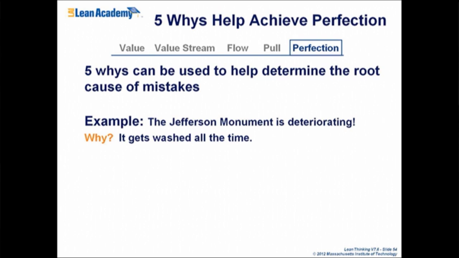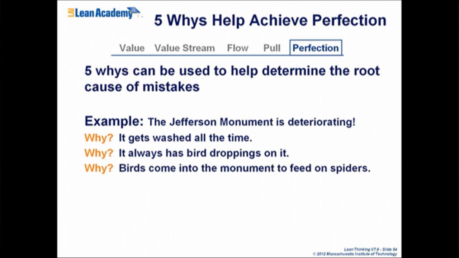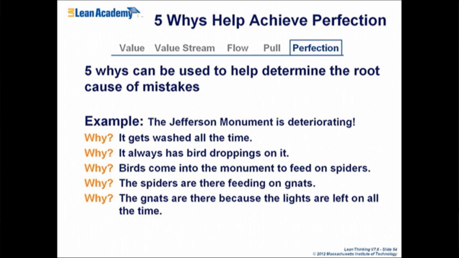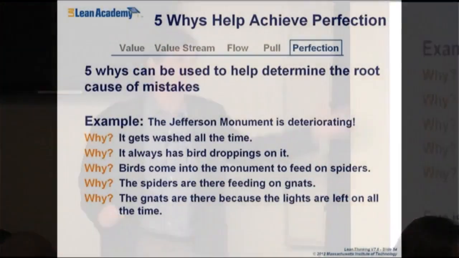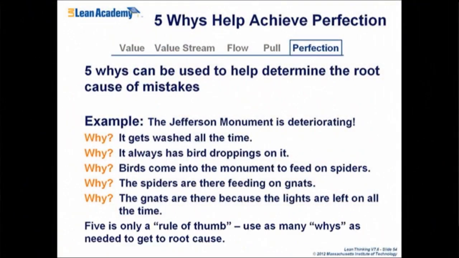Why is the Jefferson Monument deteriorating? Because they wash it all the time. Why is it washed all the time? Because it has bird poop on it. Why do they do that? Well, because the birds are eating the spiders. Why are there spiders? Because they're eating gnats. Why are there gnats? Because the lights are on all the time. Of course, I had somebody in a class a couple times ago that said, why are the lights on all the time? Because it's in a bad neighborhood. So maybe 5 is not the right number. Maybe less is okay. Maybe you need to go deeper.